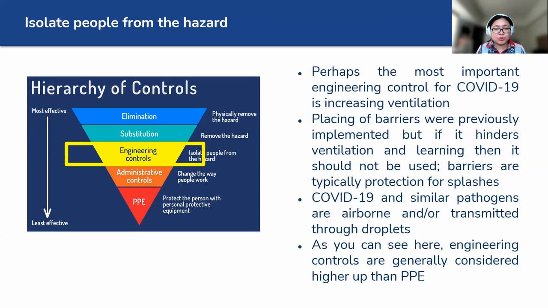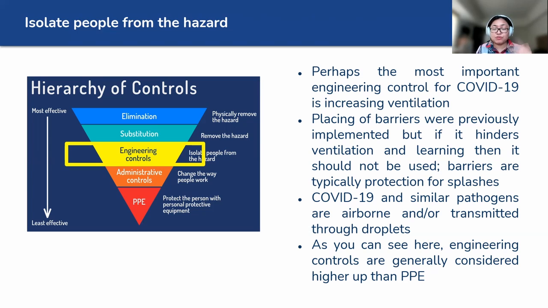The third one is engineering controls, which is isolating people from the hazard. And perhaps the most important engineering control for COVID-19 is increasing ventilation, which I think in most, if not all, DepEd classroom settings should not really be a problem. Your schools usually have very good windows, good ventilation. So that is the advantage of the current public school design, no? So okay, so ventilation.